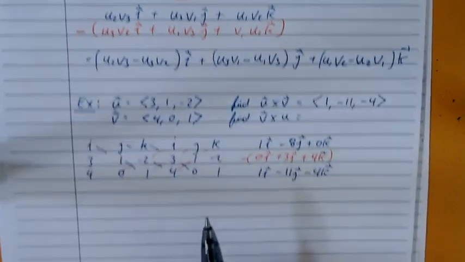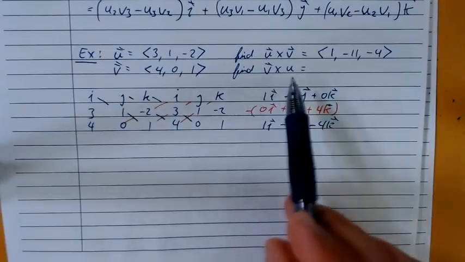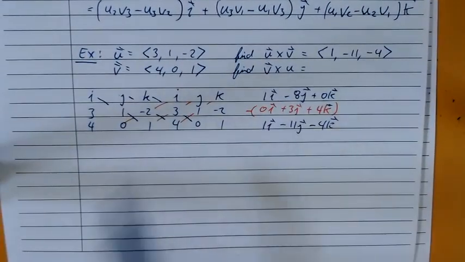Okay. So go ahead and give this a try. Pause the video and find the cross product of V cross U. It will not be the same as U cross V because the order will be different. Go ahead and give that a try, and once you're done, go ahead and unpause and we'll confirm it together.